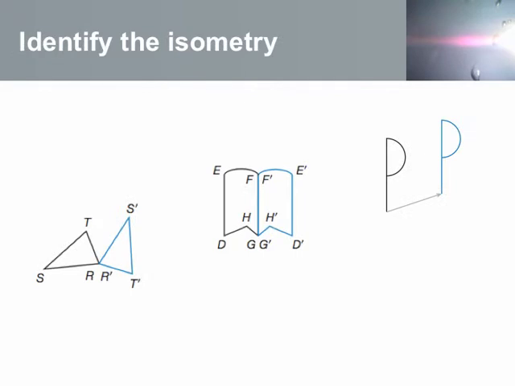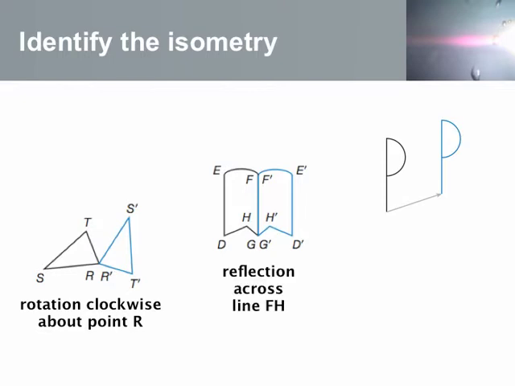Let's see if you can identify these isometries. There's one of each that we just discussed. The first one on the lower left, this is a rotation. This figure has been rotated clockwise about point R. The middle transformation is a reflection, reflected across line FH. And the last one is a translation. A shift up and to the right was made.